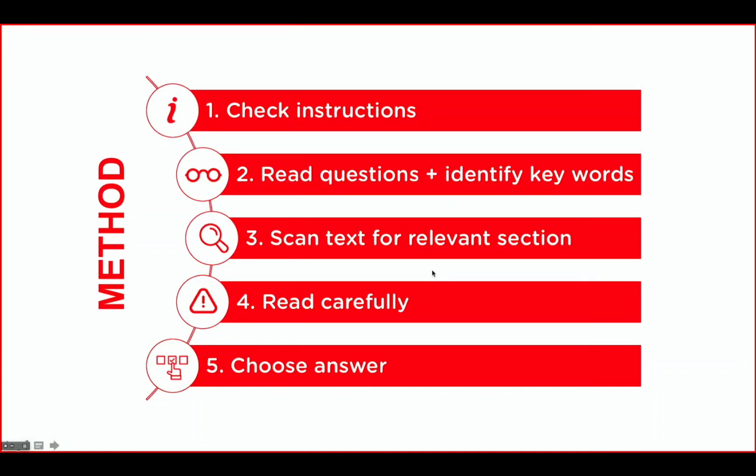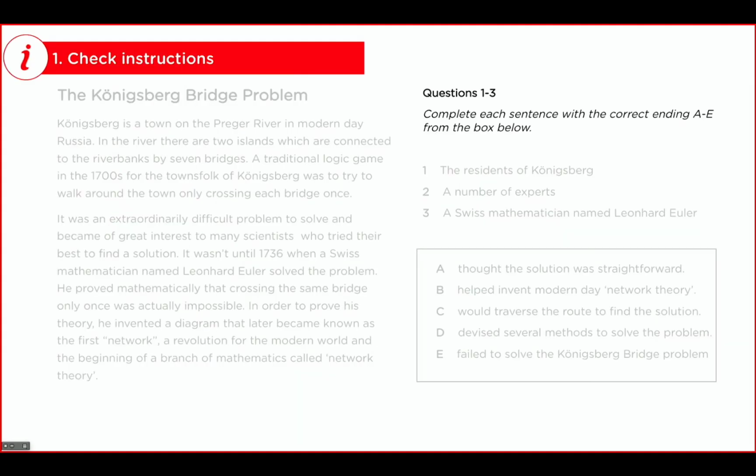Okay, let's take a look at a method so we know how to approach these types of questions, and then we'll do some practice. So the method is like this. You want to make sure you check the instructions first of all. You should always do that with IELTS reading. Then you'll read the questions and identify the key words. You'll scan the text for the relevant section. You'll read carefully, then you'll choose the answer. Let's apply the method. So check the instructions. It says, questions 1 to 3, complete each sentence with the correct ending A to E from the box below. Cool bananas, we can do that.